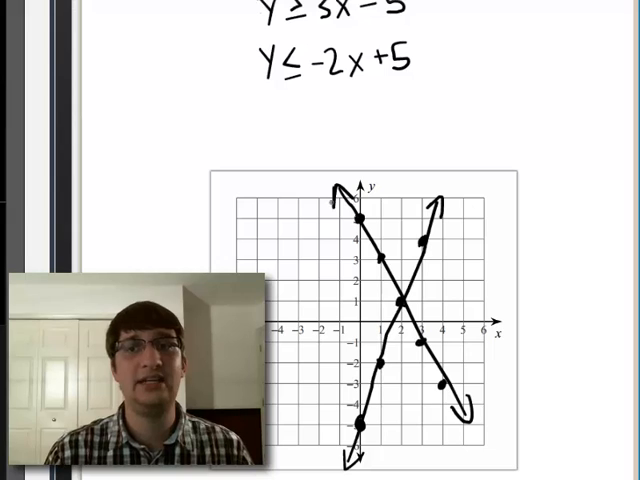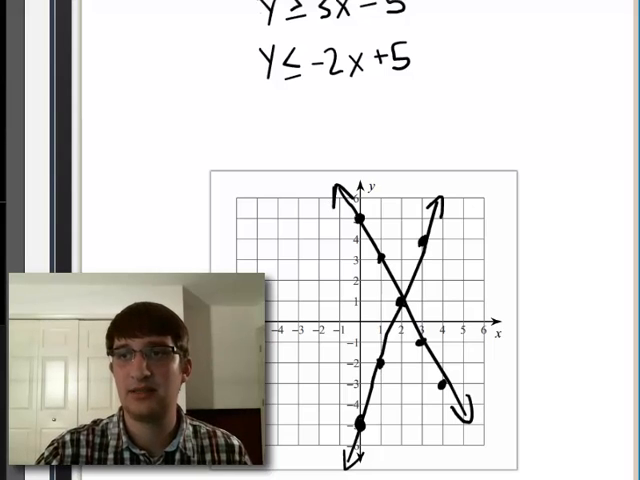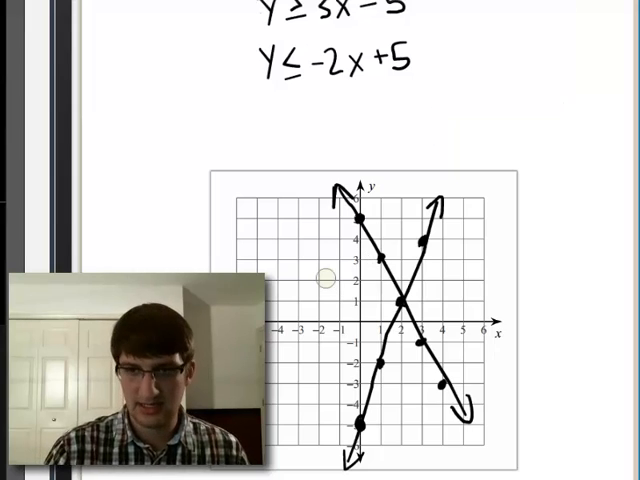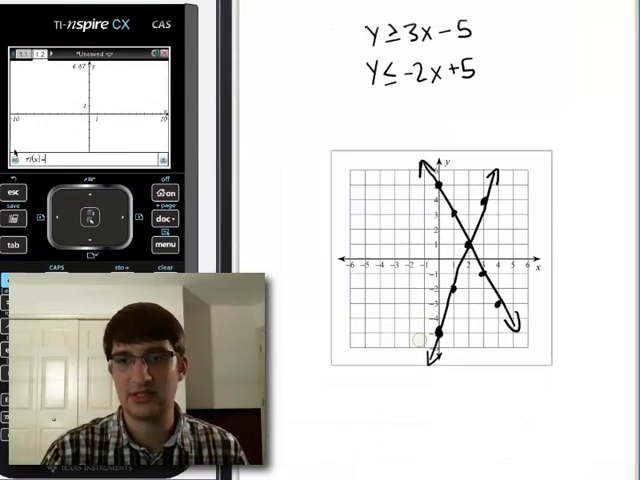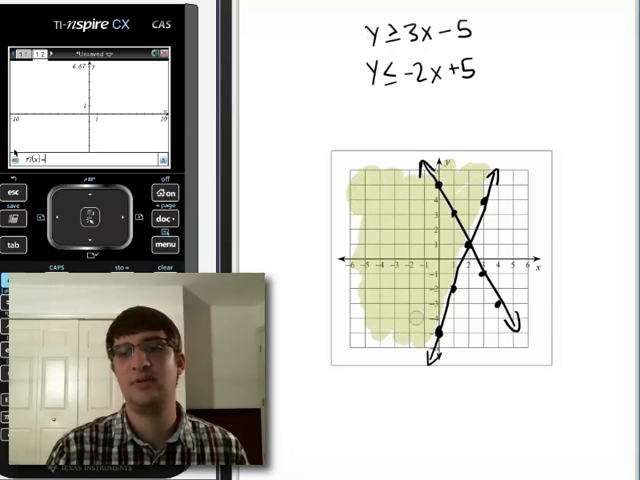So I'm going to go ahead and shade the first one. The first one is greater than or equal to, so I'm going to shade above the line. Let me get my little highlighter out, and I'm going to change it to, let's see here, green color. And I'm going to shade everything above that first line, okay? So I'm going to shade over here, just everything above it. Awesome. You get the idea. So that's shaded everything above that first line.